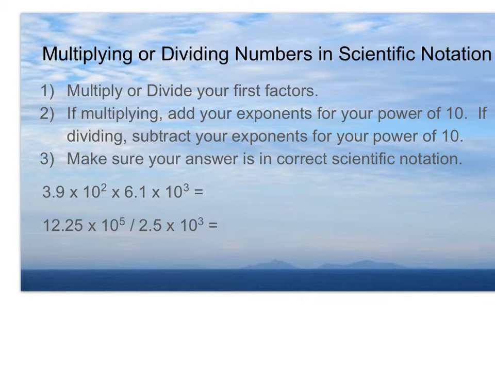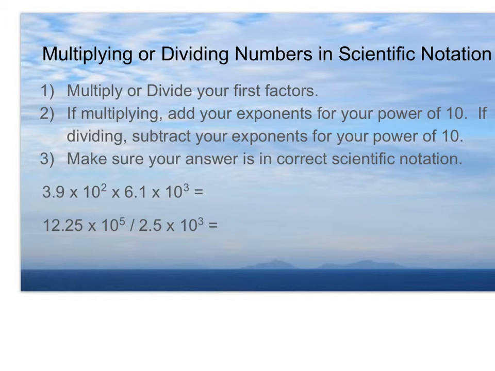Finally, when either multiplying or dividing numbers in scientific notation, I'm going to follow the same 3 steps. First, I'm going to multiply or divide our first factors. Then if I'm multiplying, I'm going to add my exponents from my power of 10. If I'm dividing, I'm going to subtract my exponents from my power of 10. And I'm going to make sure my answer is in correct scientific notation.